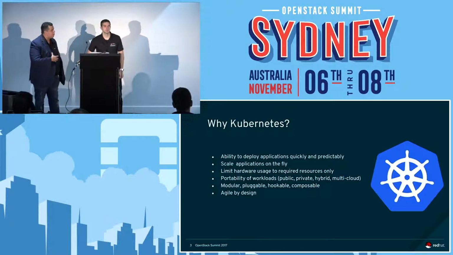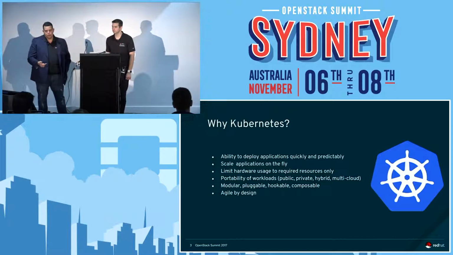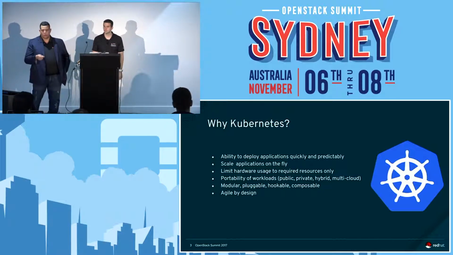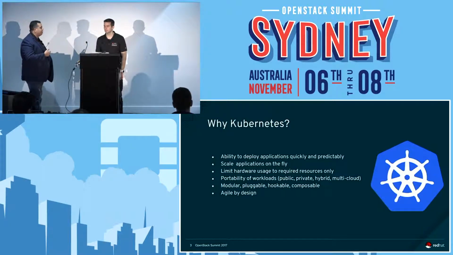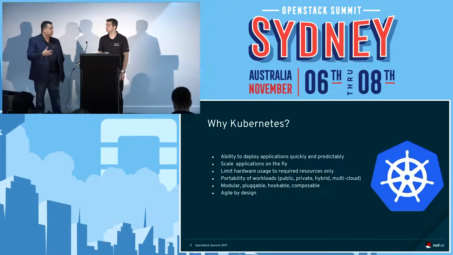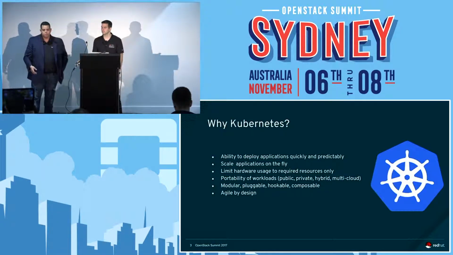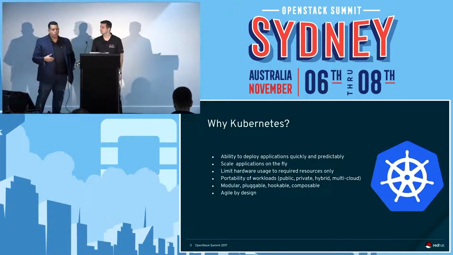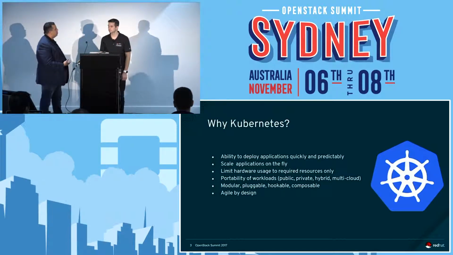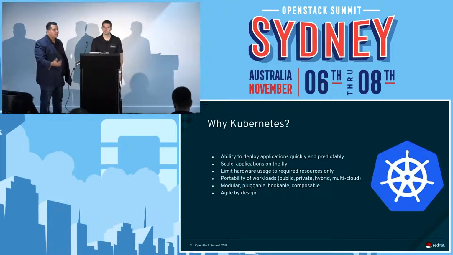We are choosing Kubernetes for this experiment for the ability to deploy applications quickly and predictably, be able to scale applications on the fly, and limit hardware usage to required resources only. Kubernetes provides a lot of portability of workloads. You could run the same workloads between different kinds of clouds, public, private, or hybrid, and you could have a modular, pluggable, hookable, composable design. And also Kubernetes is agile by design. So these are some of the reasons why we are doing this Kubernetes on OpenStack presentation.